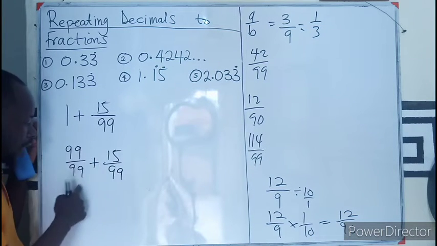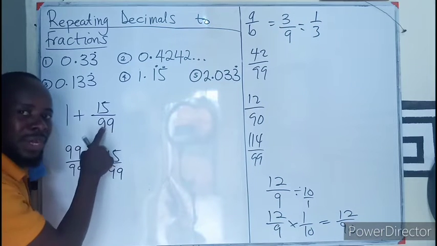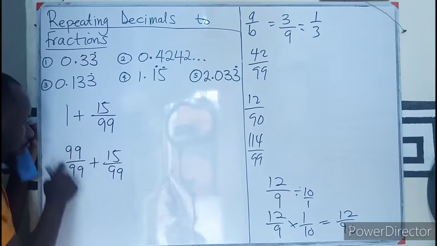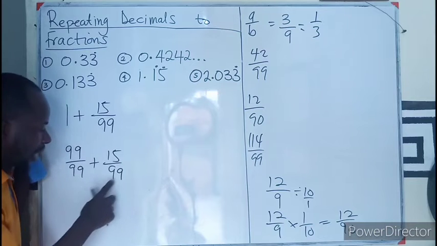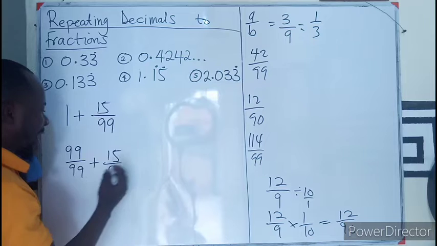I believe by now you've gotten why I have this. I want to express 1 to have the same denominator as 99, so I'll multiply the top and bottom. 99 divided by 99 gives me 1, so the quotient has not been changed. Now I have the same denominator, so my fractions can be added.